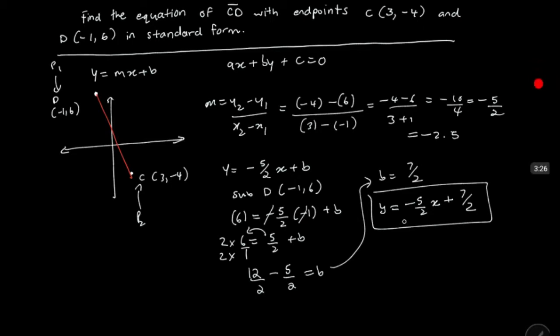If we want to find this in standard form, let's move all the terms to the left side and make the right side 0. So y plus 5 over 2 x minus 7 over 2 equals 0. Now what standard form prefers is whole number coefficients. You can see that all of these have a denominator of 2, and this one has a denominator of 1. If I multiply everything by 2, I can cancel out the denominators.